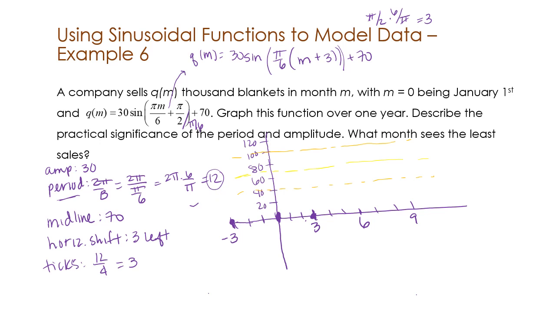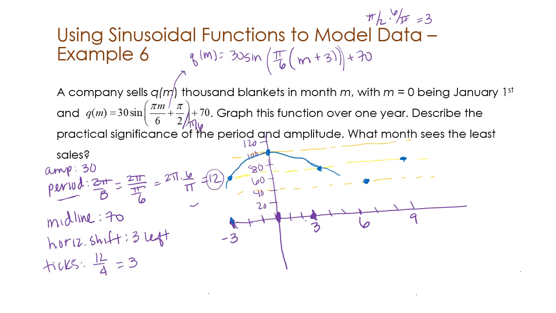Okay, so this is a sine graph. So that means I'm going to start at the midline. So again, I start at -3. I'm going to end at the midline. Halfway in between, I'm at the midline. Halfway in between those, I'm at the maximum at 100. And then now I'm at the minimum down there.